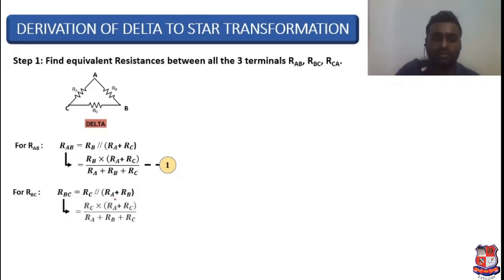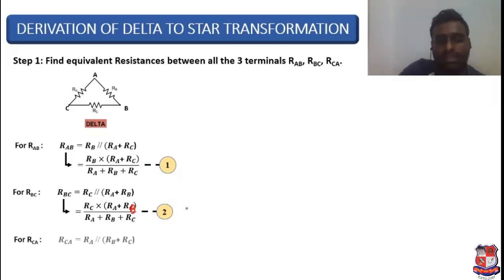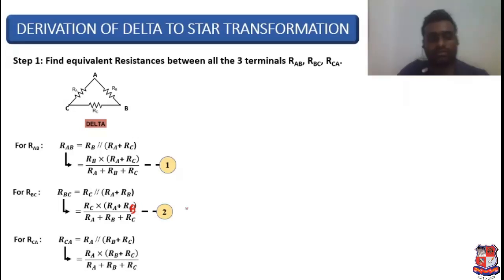So the equivalent we will get is RC into RA plus RB, divided by the total resistance, RA plus RB plus RC. Similarly for RCA, we will get RA parallel with RB plus RC, and you will be solving this to get the equivalent. So this will be named equation number 3. So this is your first step.